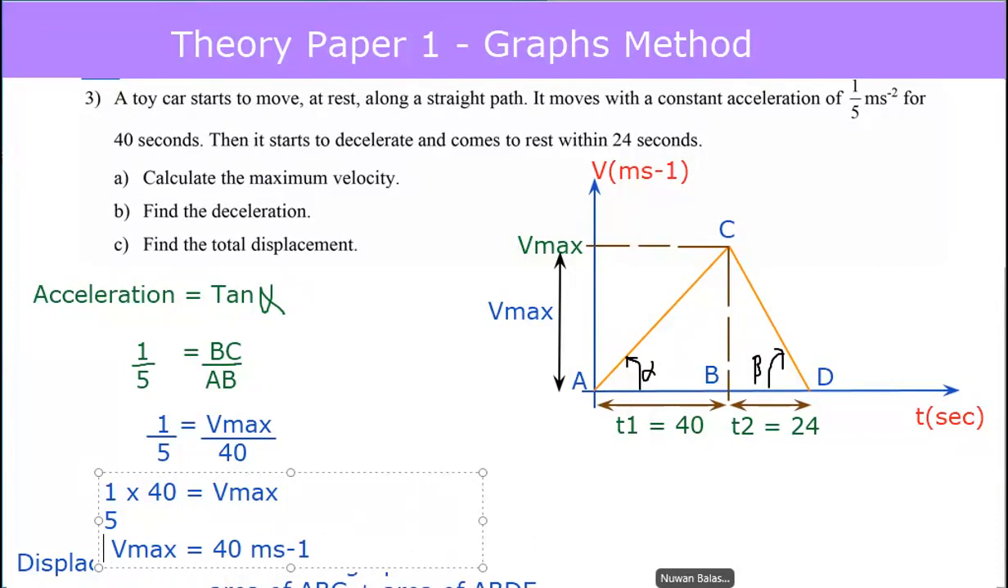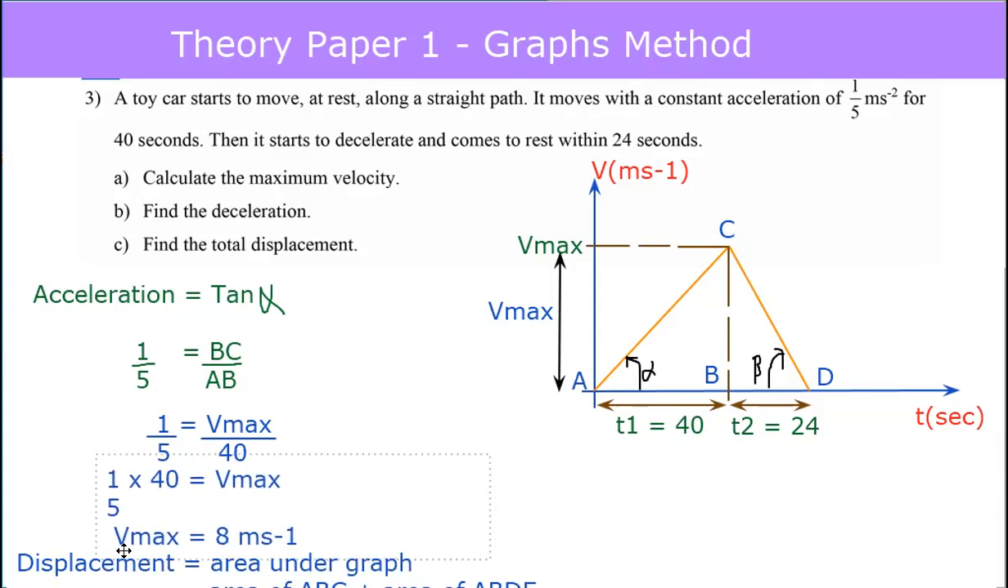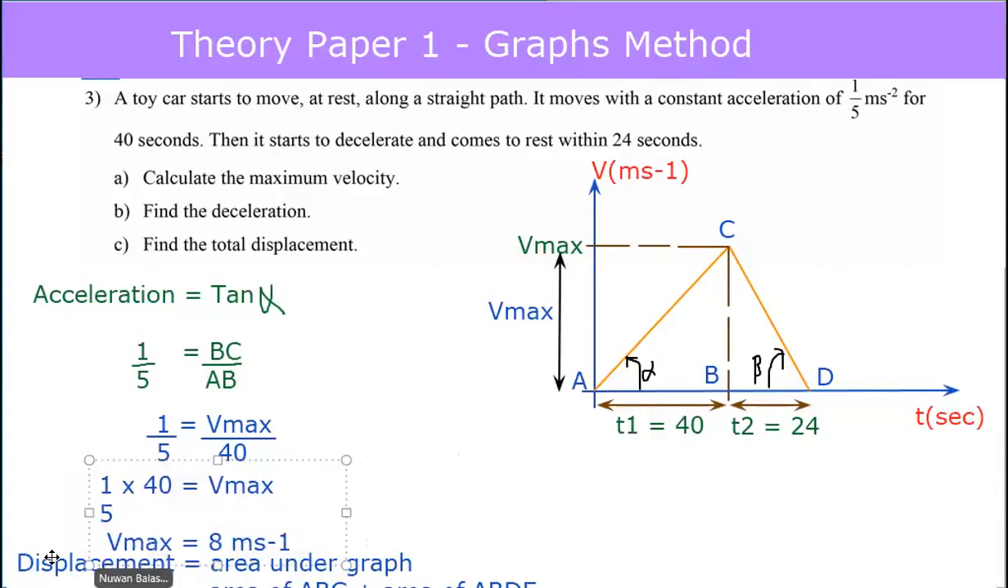Sorry, 40 divided by 5 is 8, 8 meters per second. Who got this answer? Please raise your hand up. Vmax, the maximum velocity reached by this moving object, is 8 meters per second. Who got this answer, Lamai?